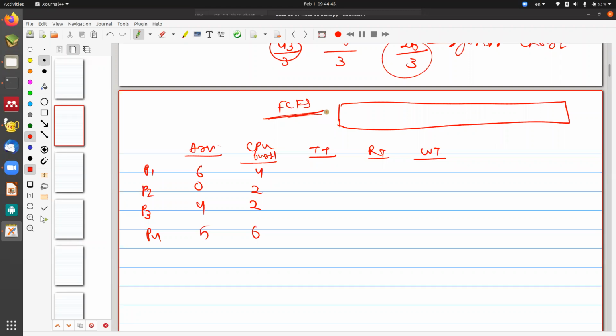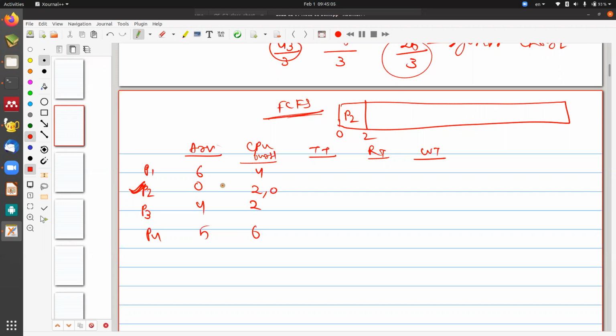Tell me, which job will get a chance to be executed? P2. Very nice. P2, from 0 to 2. So it is completed. I always prefer it like this, meaning its work is done. Look, it finished at 2 o'clock.